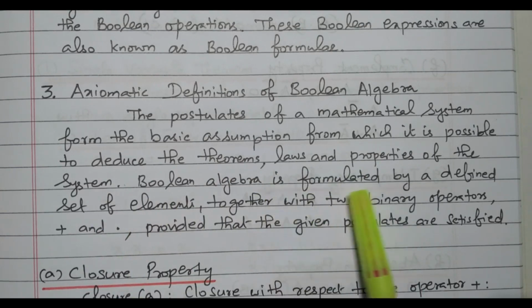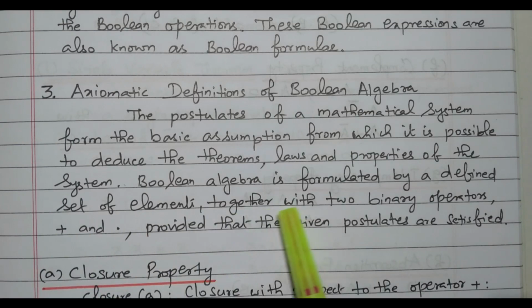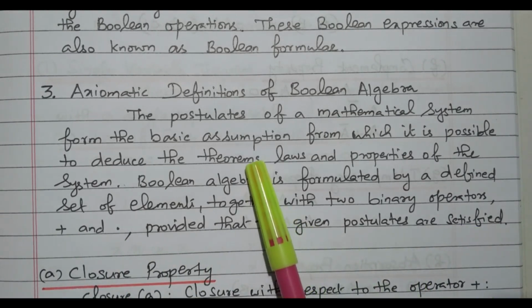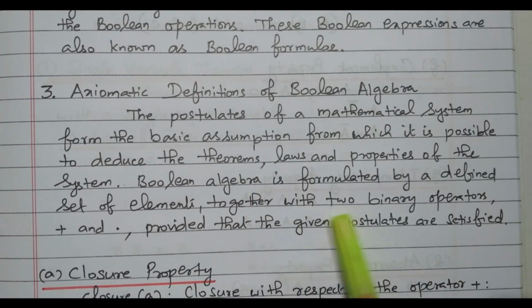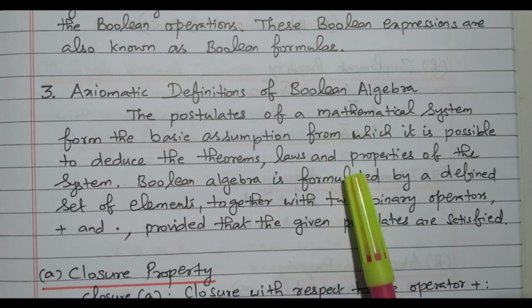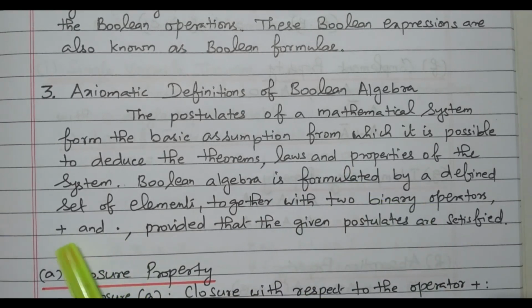Boolean algebra is formulated by a defined set of elements together with two binary operations, plus and dot, addition and multiplication. Addition is represented by plus and multiplication by dot, provided that the given postulates are satisfied. From the basic assumptions we can frame the theorems, laws and properties in order to simplify the Boolean algebra. So in this video we discussed what is Boolean algebra and its basic terminology, that is constant, variable, complement, literal, Boolean function, and the definitions, that is theorem, law and properties.